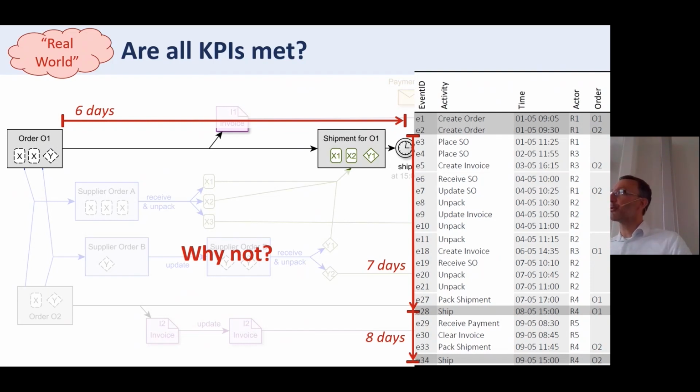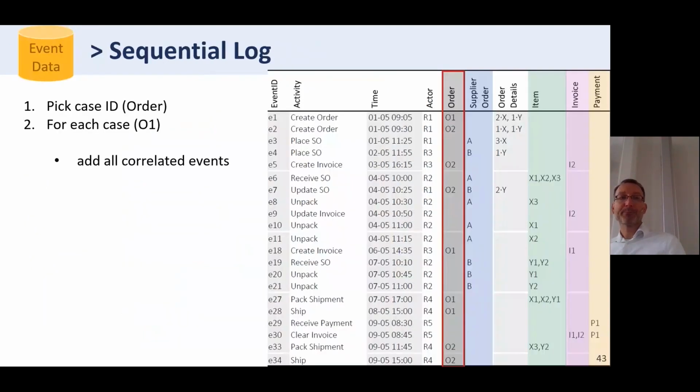Let me show you. So let me recap. You try to build a sequential event log. What you have to do in this situation is pick a case identifier. You have to relate it to something. Well, in this case, it would be the order, because this is where the process starts. That's my case identifier. Then you add all the events that are correlated to this identifier.